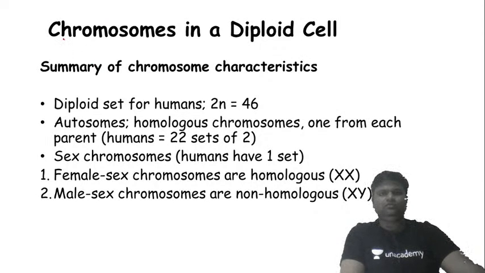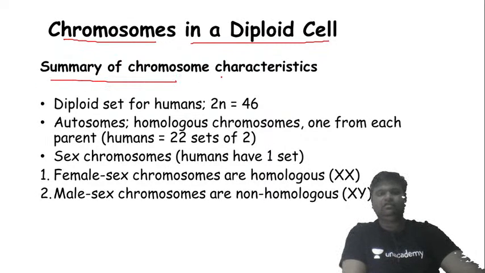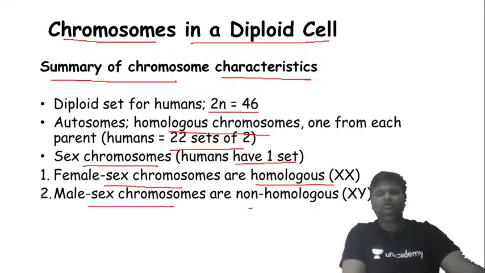Then there are chromosomes in a diploid cell. This is a summary of chromosome characteristics. There is a diploid set for humans where 2n equals 46, and then there are autosomes, which are homologous chromosomes, one from each parent. There are 22 sets of 2. Then there is one sex chromosome set. Female sex chromosomes are homologous, and male sex chromosomes are non-homologous.